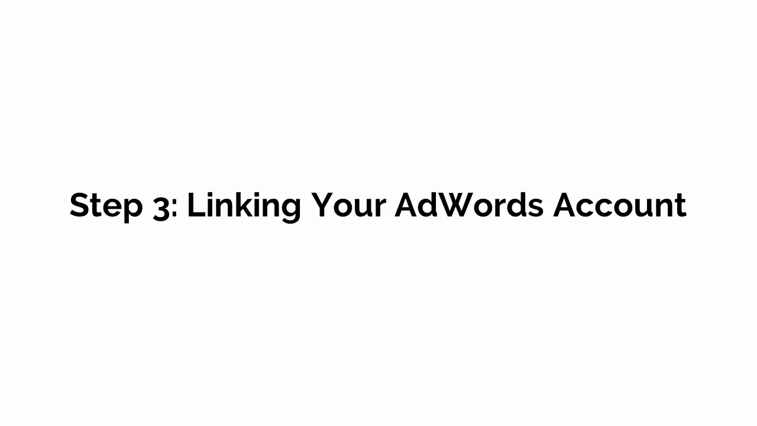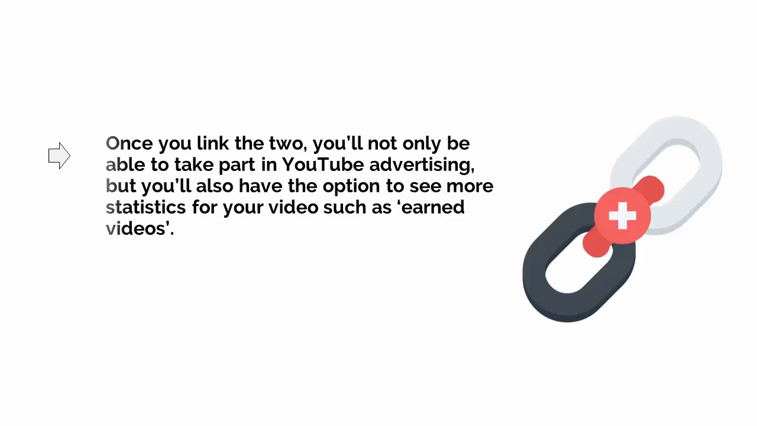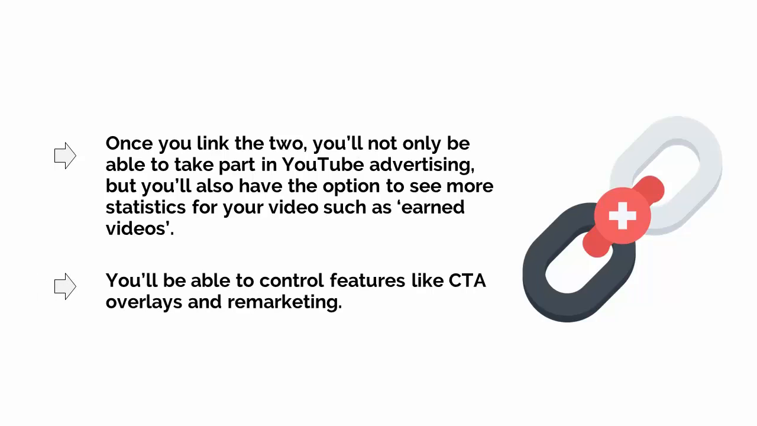This is the crucial step for YouTube advertising, and until you do this, your advertising and your YouTube will be separate entities from one another. Once you link the two, you'll not only be able to take part in YouTube advertising, but you'll also have the option to see more statistics for your video, such as earned views. You'll be able to control features like CTA overlays, more on this later, and remarketing.